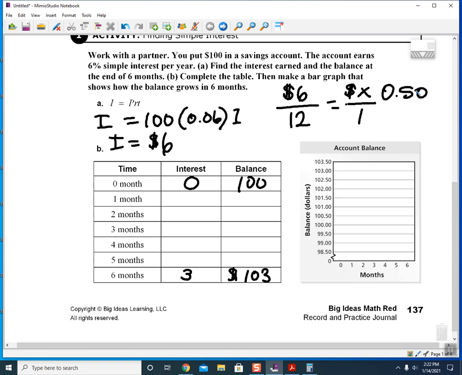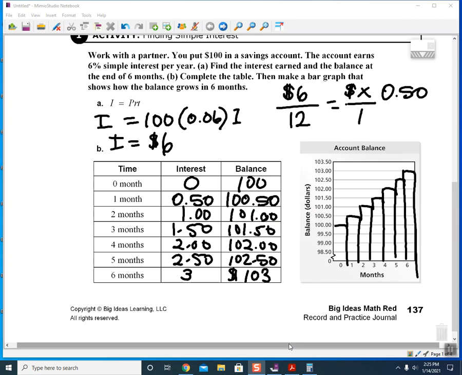So in terms of money, that means that it's 50 cents every month. So after 1 month, I'm just going to have 50 cents of interest, and then my balance is going to be $100.50. After 2 months, then I would have $1 of interest, so on and so forth. So go ahead and fill in the rest of this table, and then also create a bar graph to model your answers here. All right, so your chart should look something like this, right? And here, with our simple interest, you can notice it's just gaining at a constant rate every time, right?